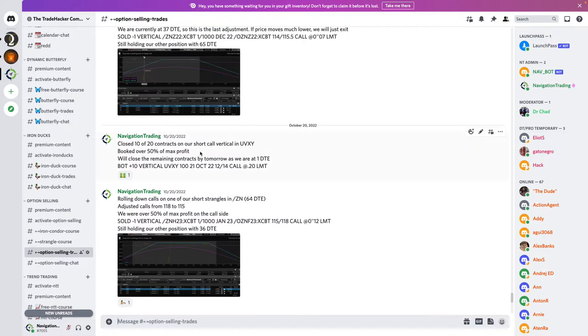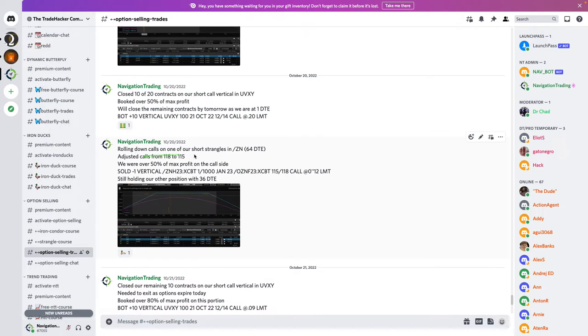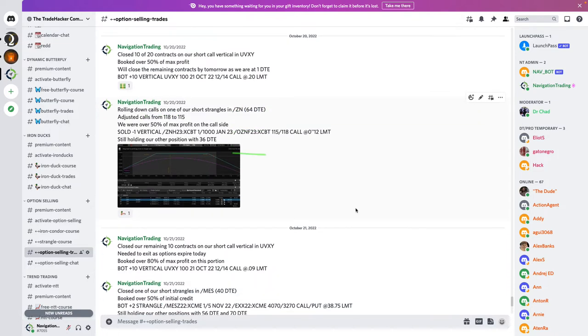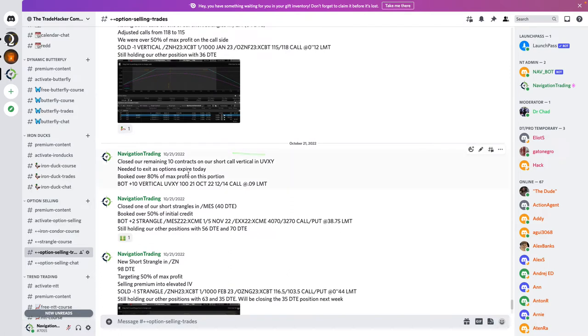Close 10 of 20 contracts on our UVXY short call vertical. Booked a nice profit there. Over 50% of max profit on that. Rolled down calls on our other ZN short strangle. We're still in good shape on that one. There's the opening bell. Closed our remaining 10 contracts on our UVXY. We booked over 80% of max profit on that one.